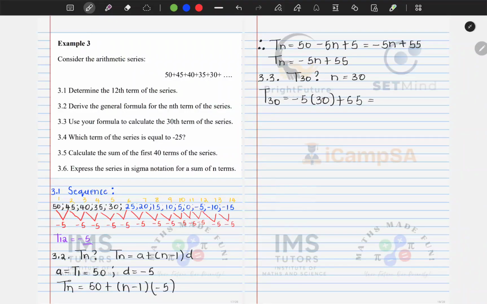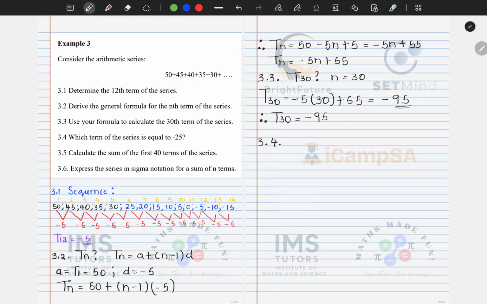The answer which we get is negative 95. So our T30 is negative 95. So if you do the subtraction, when you get to term number 30, you will actually have negative 95. So let's go to the next term, 3.4.